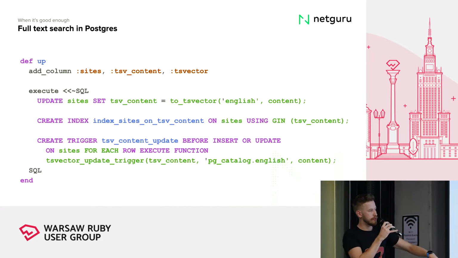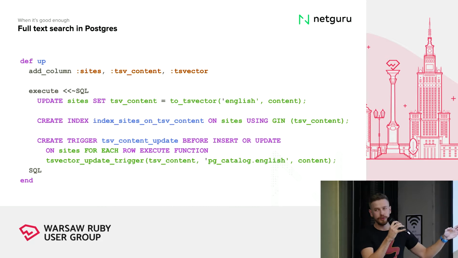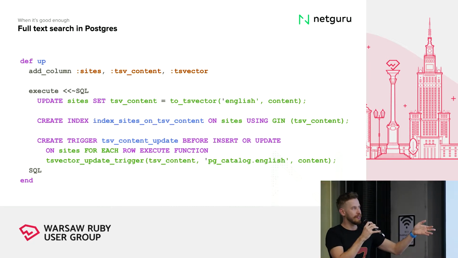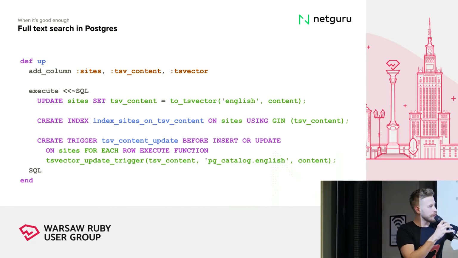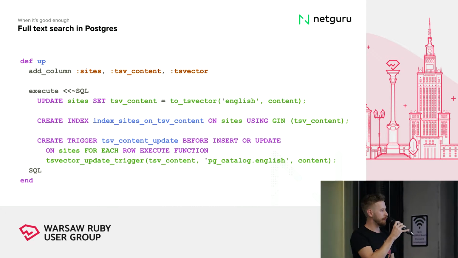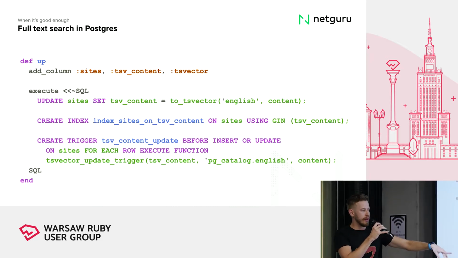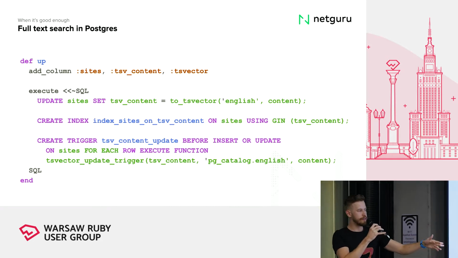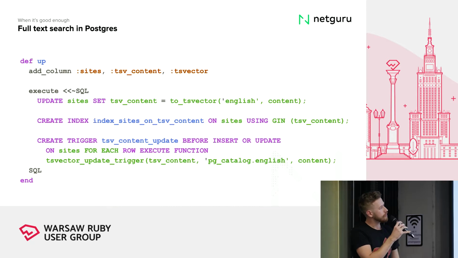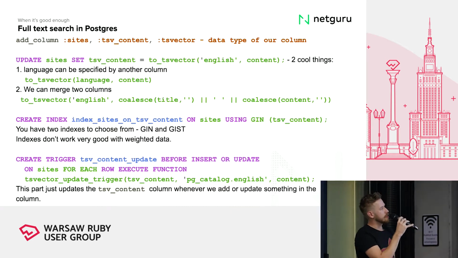And then I need to execute some SQL. First of all, I will populate this new column with the lexemes, so the lexemized tokens that have the data type of tsvector. So that's all. Just changing content to the tsvector type. Then we create an index and a trigger to always update this tsvector column whenever we update or insert anything in the content column. Okay, so here are a few notes. Most of them I already told you. Data type, yes.